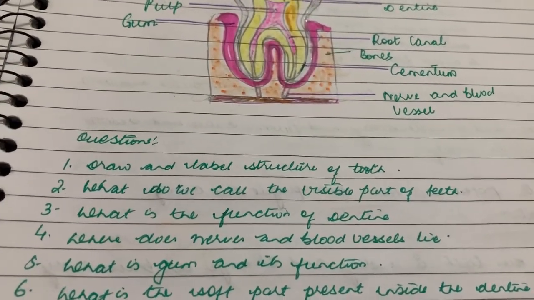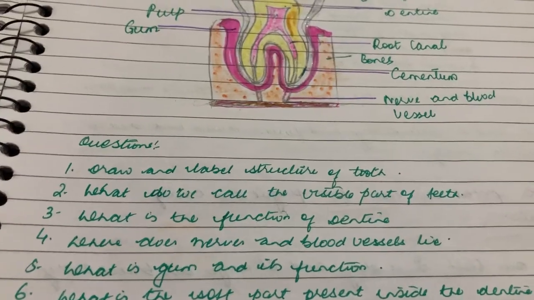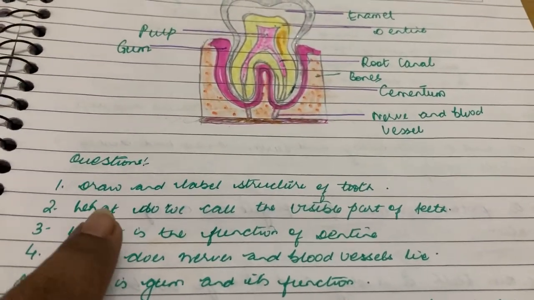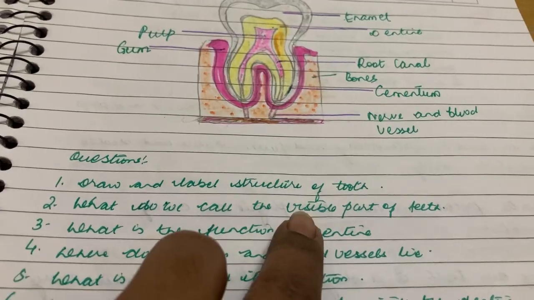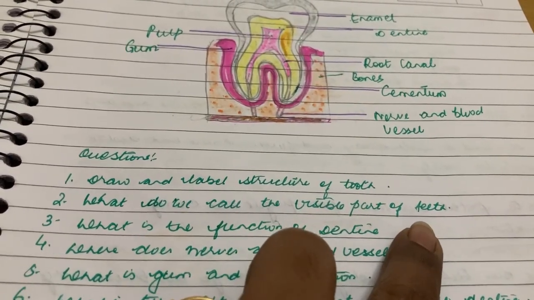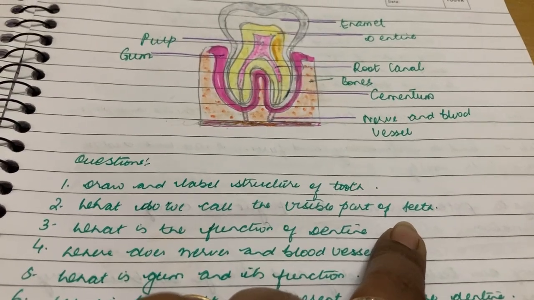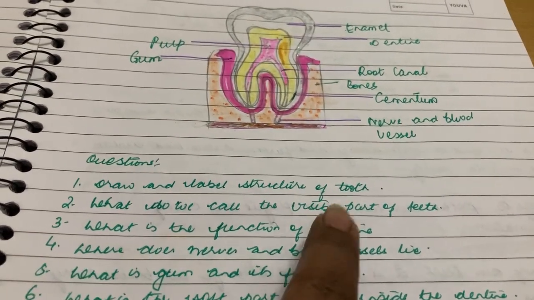Draw and label the structure of the tooth. In front of you only, my dear students, that part I have done. Then, what do we call the visible part of the teeth? The answer will be crown. And this is a short answer.